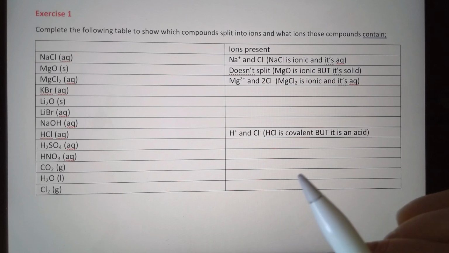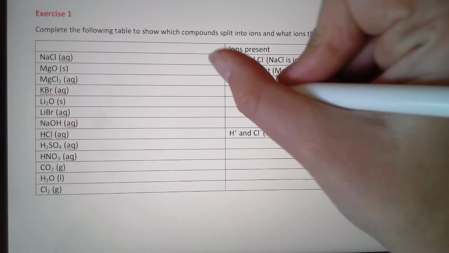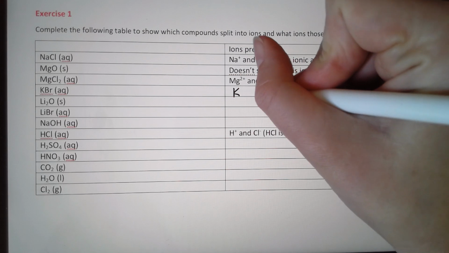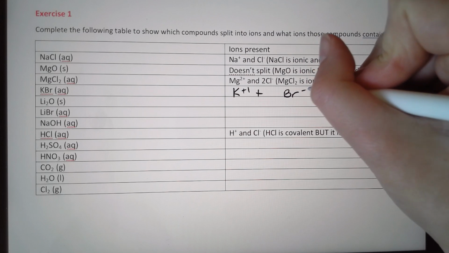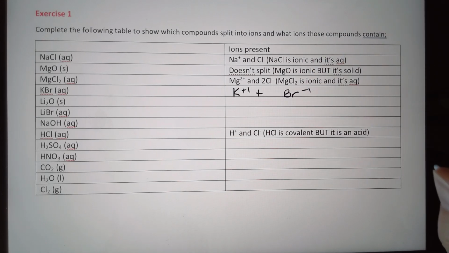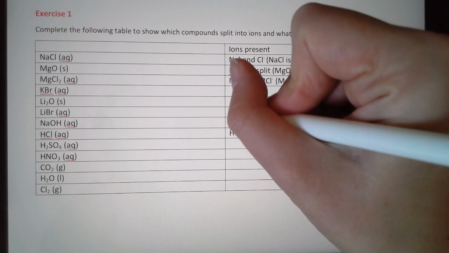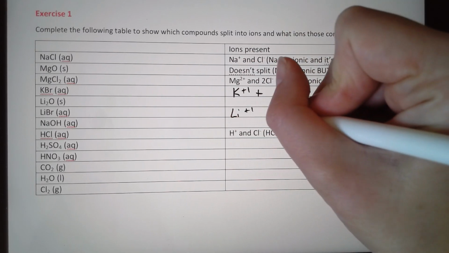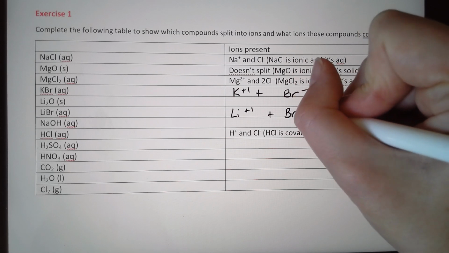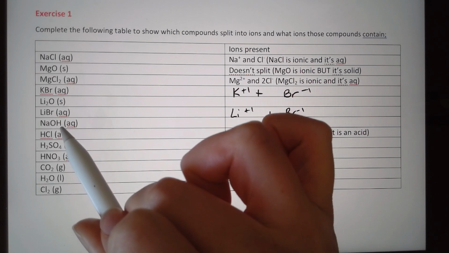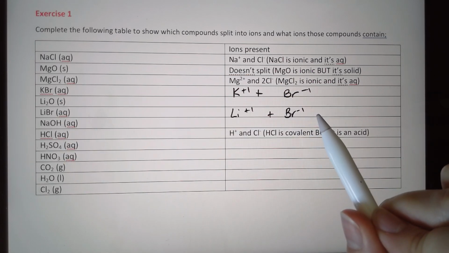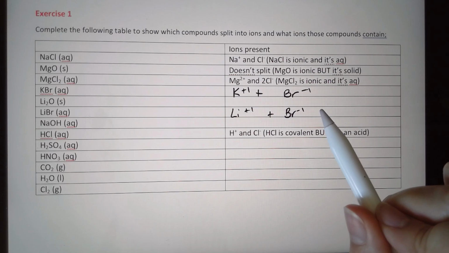Next one I've got is KBr. It's ionic, it's aqueous, it will split. Potassium's in group 1. That means it's got a +1 charge. Bromine's in group 7. It's got a -1 charge. Li2O is ionic, but because it's solid, it won't split into ions. LiBr is ionic and aqueous, so it will split. Lithium's in group 1, +1 charge. Bromine is in group 7, -1 charge. So again, you can see bromine is bonded to 2 different things in 2 different formulas, but the formula of the ion is always the same, -1 charge, because it's in group 7.